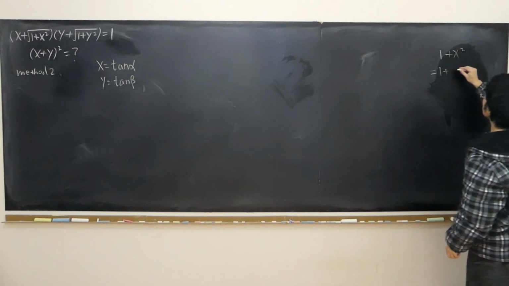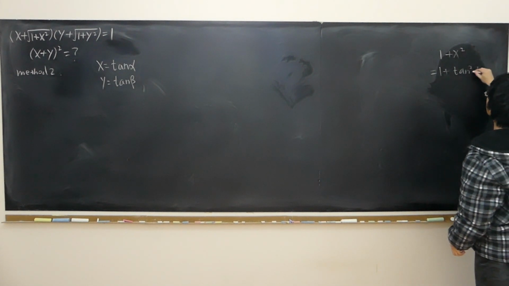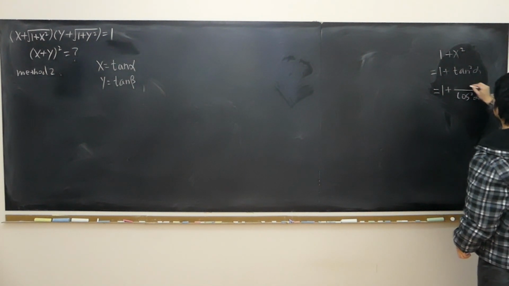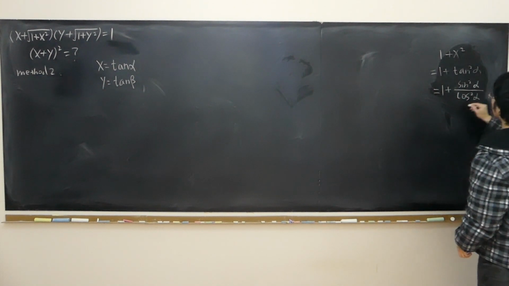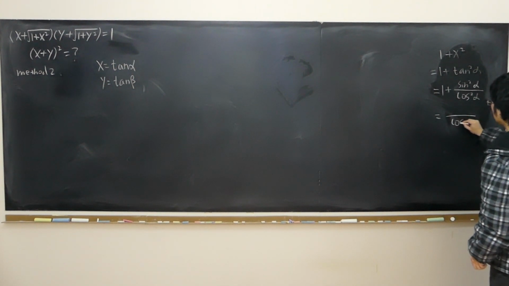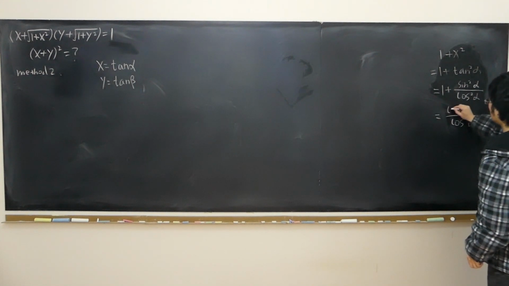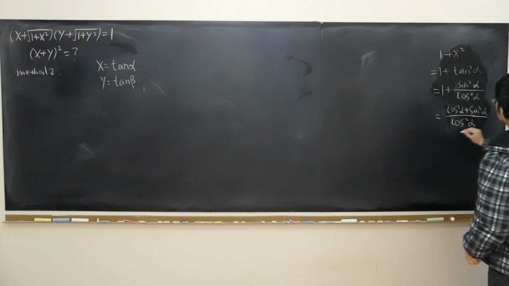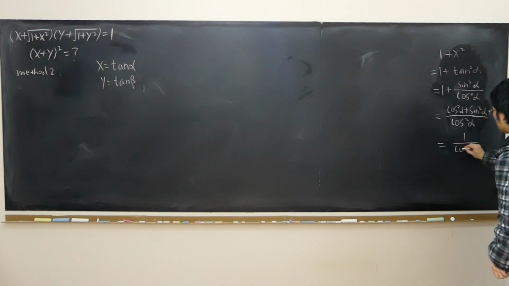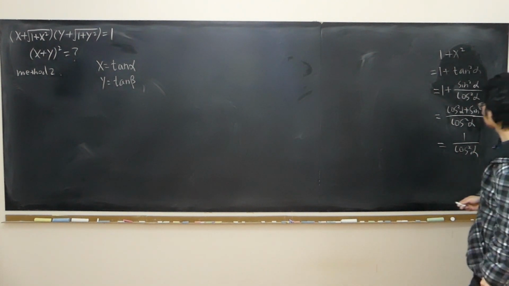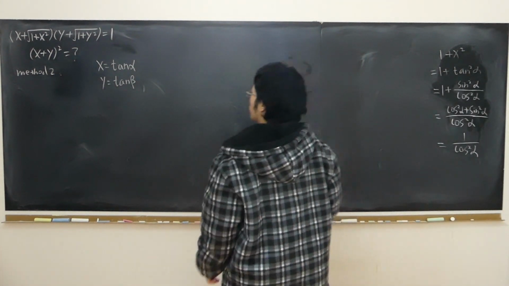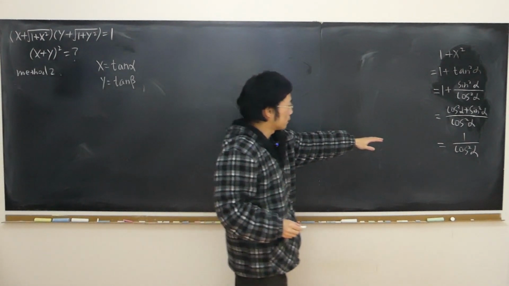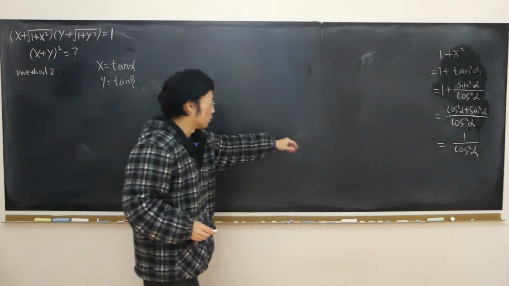That equals 1 plus tangent squared alpha, which equals 1 plus sine squared alpha over cos squared alpha. That is equal to cos squared alpha plus sine squared alpha over cos squared alpha, which is 1 over cos squared alpha. Now I have to apply the square root to that. So it becomes either positive or negative 1 over cos alpha, depending on the angle.